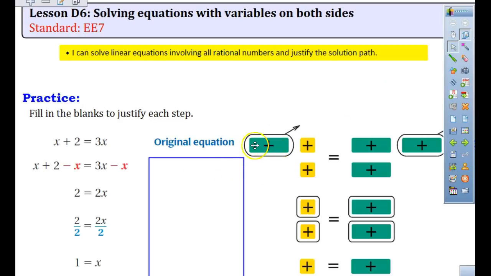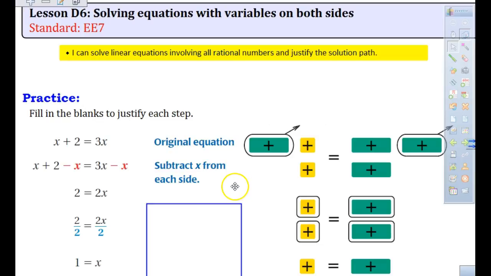When we used the algebra tiles the other day, the first thing we did was we took the smallest number away from both sides. So if this is our equation, first step, subtract x from both sides. Please write that in your notes. Subtract x from both sides. This is on D6. Our first step, what we're doing to justify, is we're always getting all the variables on one side.